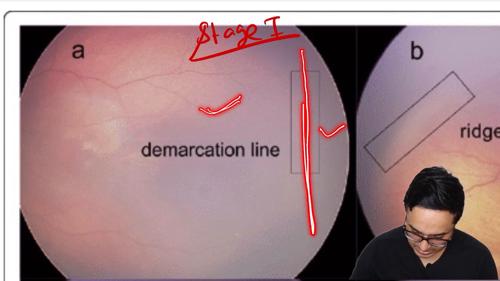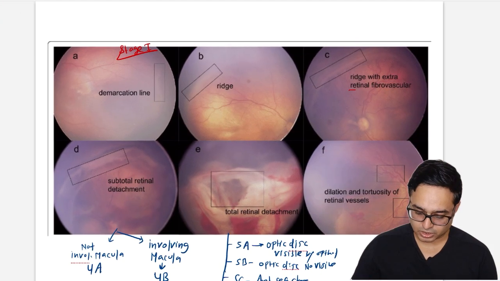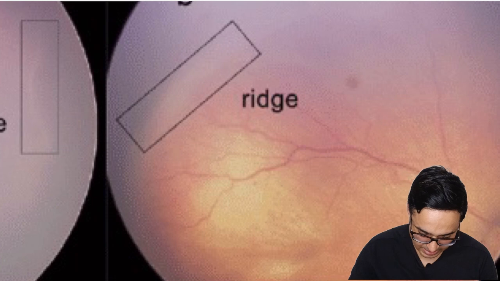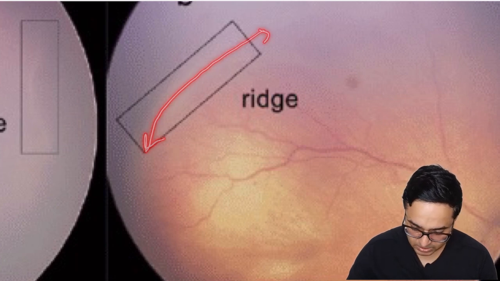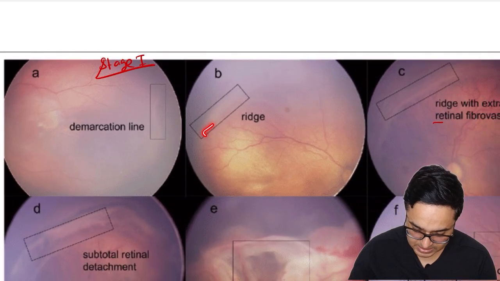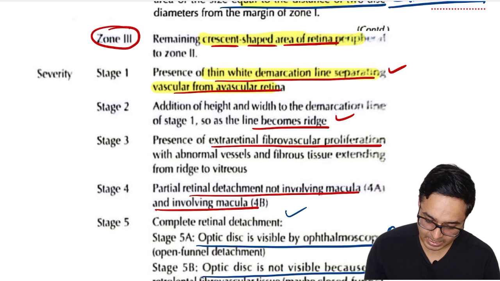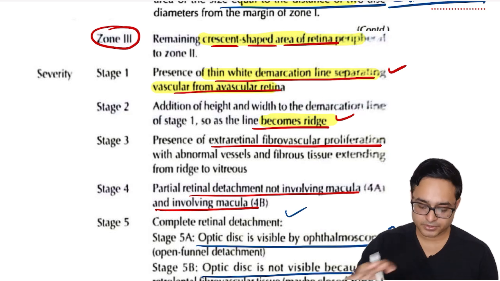So this is stage 1 of severity of ROP, very much important. Stage 2, what happened? This line becomes some elevation, so it became ridge. Okay, so this is stage 2. As stage 2 is addition of height and width to demarcation line of stage 1, it is called as ridge. So ridge is basically the next step after stage 1 where the line becomes a ridge.